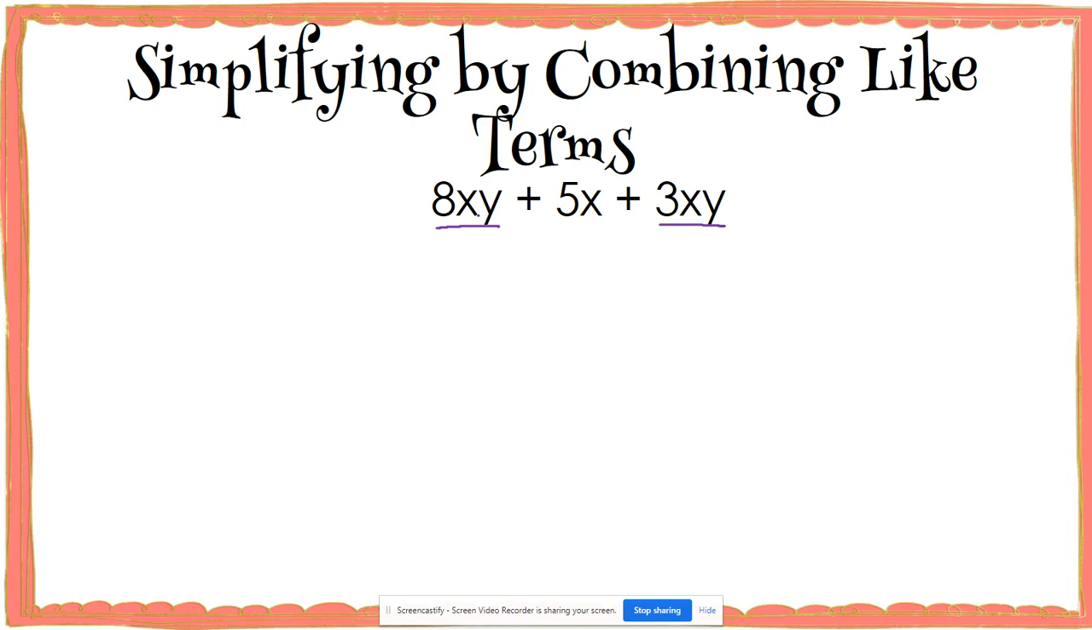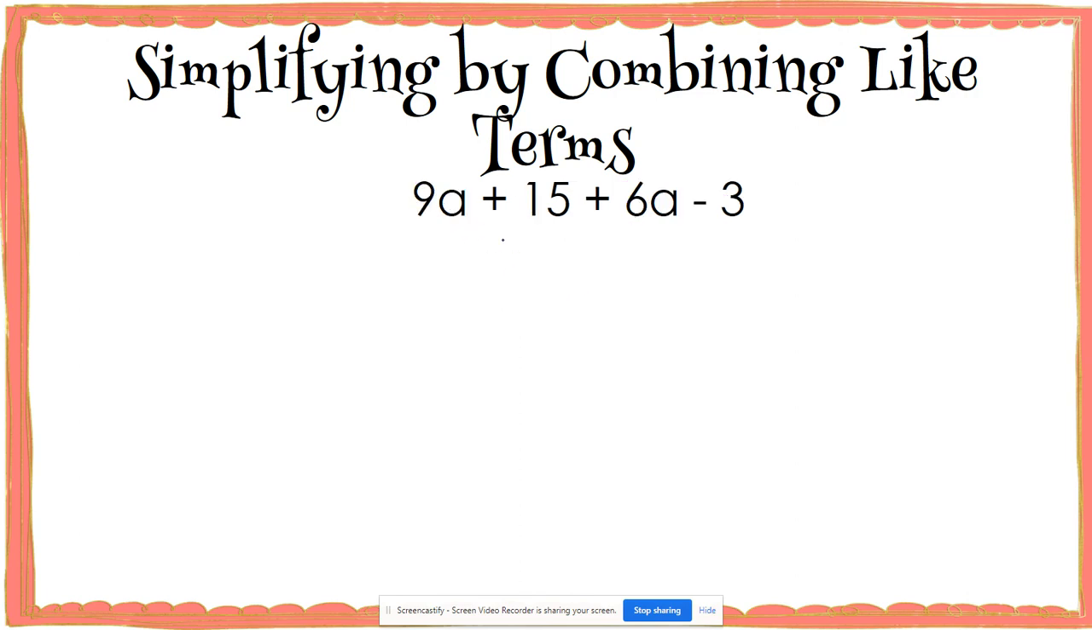So I can combine 8xy and 3xy, and I look at the plus sign in front of 3xy, and that tells me that it's being added. So I'm going to do 8xy plus 3xy, and 8 plus 3 gives me 11, so this is 11xy. Now, when I've done that, I've gotten rid of 8xy and 3xy, and the only thing I'm left with is 5x. 5x does not have a like term, but that doesn't mean that it can be ignored. So to simplify the expression, I need to bring that plus 5x down. So my simplified expression would be 11xy plus 5x.